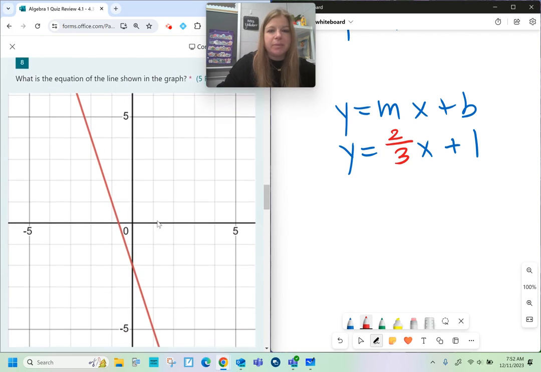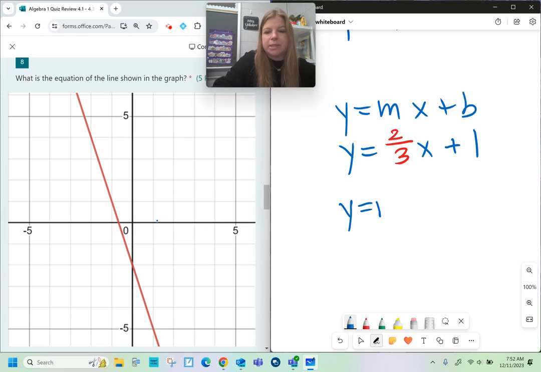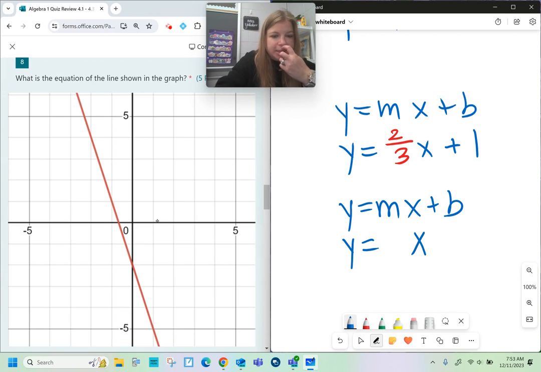Same thing for the next one, number 8. What is the equation of the line shown in the graph? Again, y equals mx plus b. I need to figure out my slope, and I need to figure out my y-intercept. I see that this graph is definitely crossing the y-axis at a negative 2, so I know it's going to end with minus 2. I just need to see my slope.